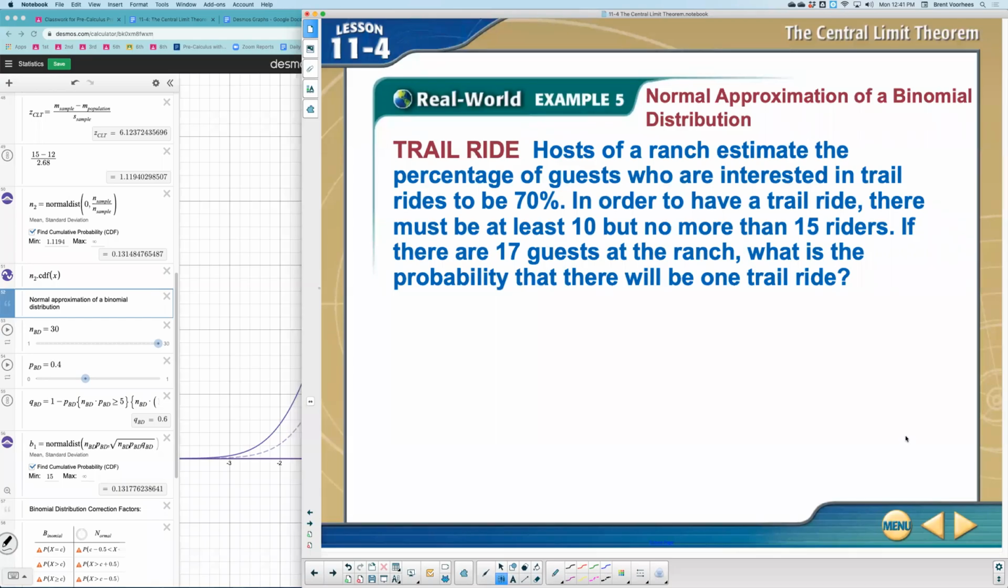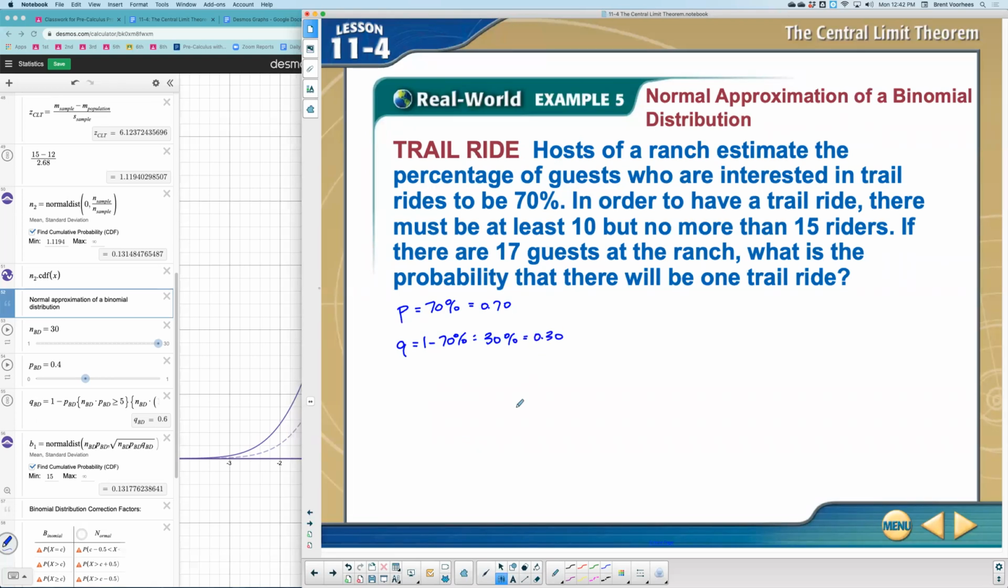All right, example 5. Trail ride. Hosts of a ranch estimate that the percentage of guests who are interested in trail rides to be 70%. So that's given us the p-value, the probability of success, we'll say, is 70%, which we could list as 0.7 or 0.70. Now, our probability of failure then would be 1 minus the 70%, which would be 30% or 0.3.